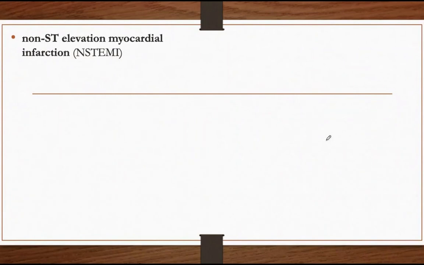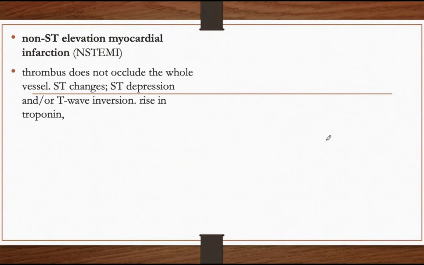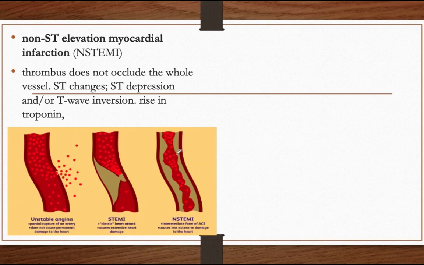Now, when we say NSTEMI, what do we mean? In NSTEMI, the thrombus is formed within a thick fibrous cap, and so it does not completely occlude the whole vessel. What do we see? ST changes may occur. There may be ST depression and or T wave inversion, and there is always also an increase in troponin.